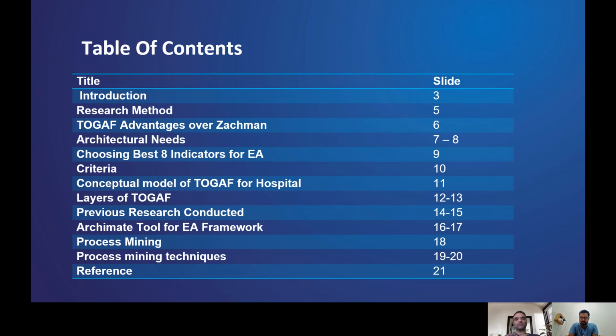We're going to look at a conceptual model for the TOGAF framework for a particular hospital. We're going to look at the previous research that has been conducted. We are going to look at the Archimate tool, one of the tools that have been used for enterprise architecture frameworks. We're also going to look at one of the future trends, process mining, which is going to be the future in the healthcare industry moving forward.